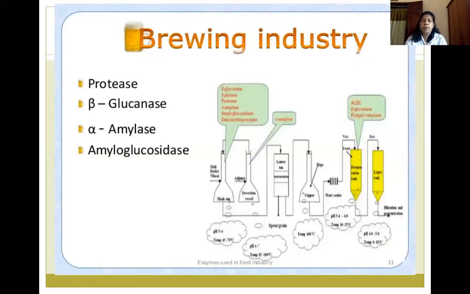Now, here it's showing a very small picture of the brewery industry. The enzymes used are proteases, beta-glucanase, alpha-amylase, and amyloglucosidase. And you can see where they are using these enzymes and what kind of process is going on here. You can even see they mention the pH level and the temperature. They strictly maintain that pH and these temperatures to get very nice beer at the end. You have to study this picture, and you can get more idea about that.